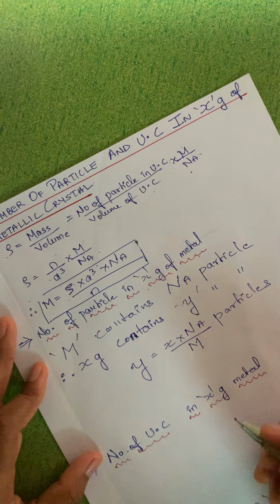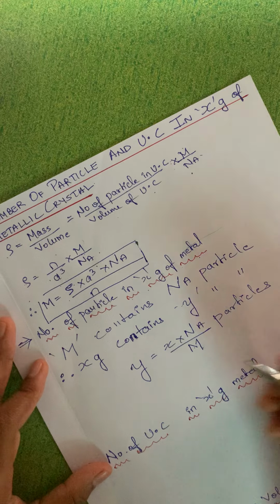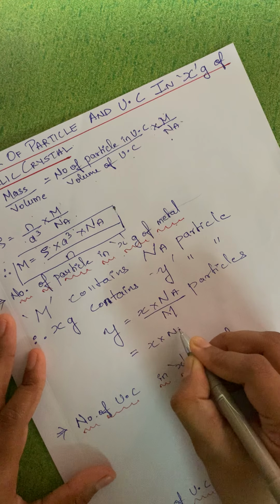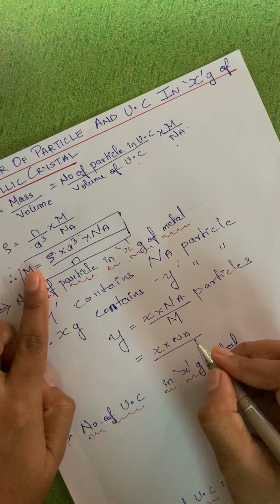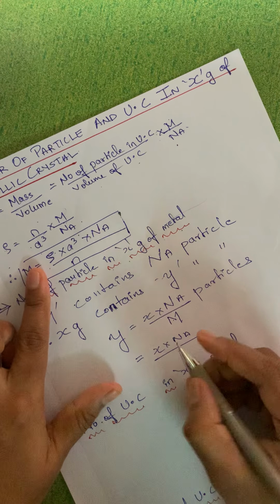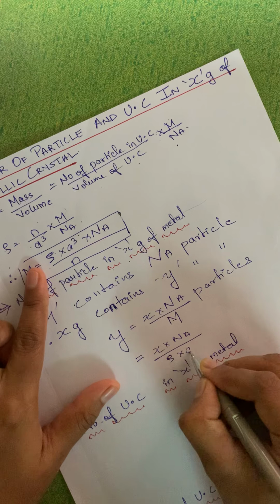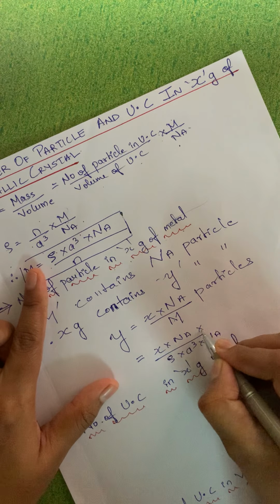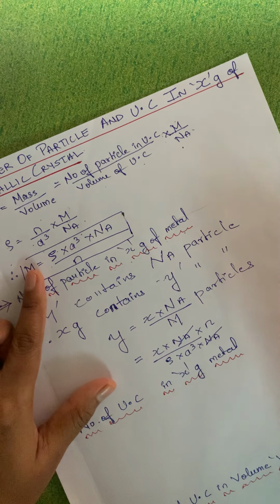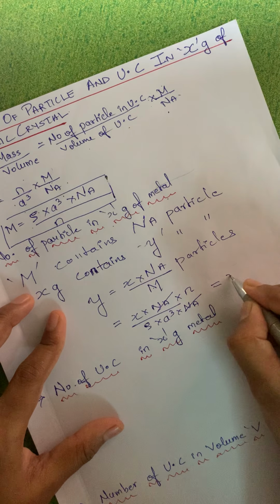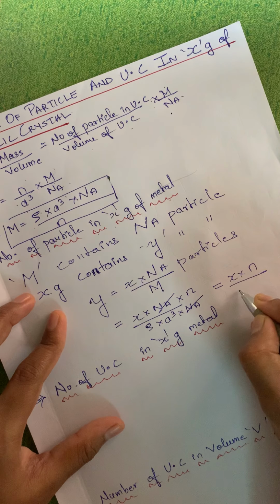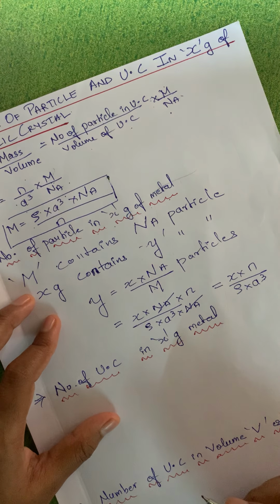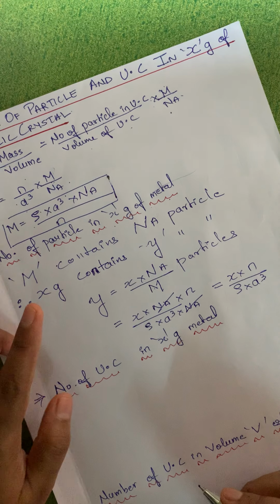Now on substituting the value of M, what will I get? X into Na upon M, which we got over here, that is density into a cube into Na upon N, and the small n will go up. So Na and Na will get cancelled. I will get the value as X into N upon density into a cube. So this is nothing but the number of particles in X gram.